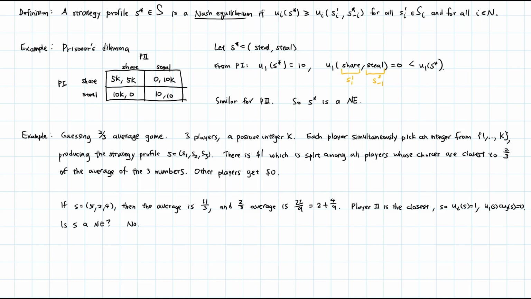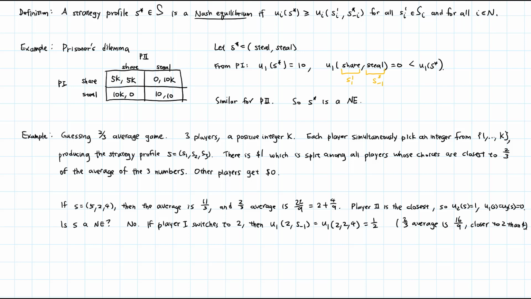And the answer is no. If player 1 switches to 2, then the utility of player 1, when they do that, is now 1/2. And that's because 2/3 of the average is 16/9 in this case, which is closer to 2 than 4. Player 1 and 2 tie, so they each get half. And so, player 1 increases their utility by switching their strategy.